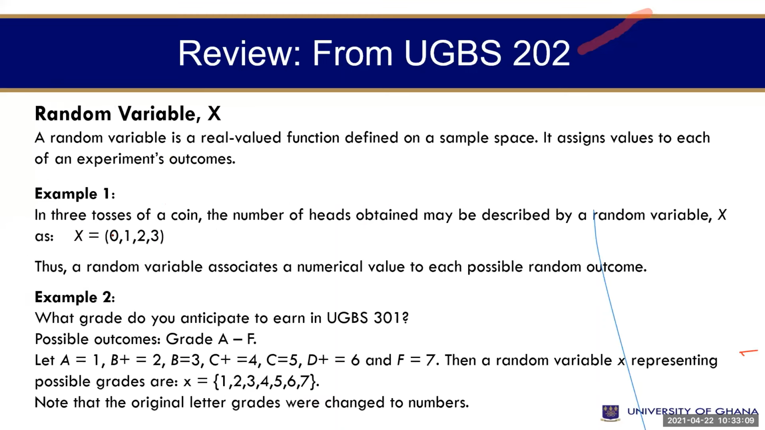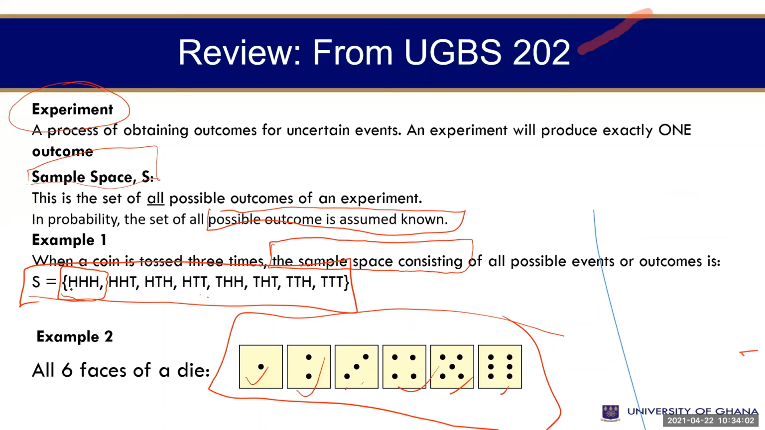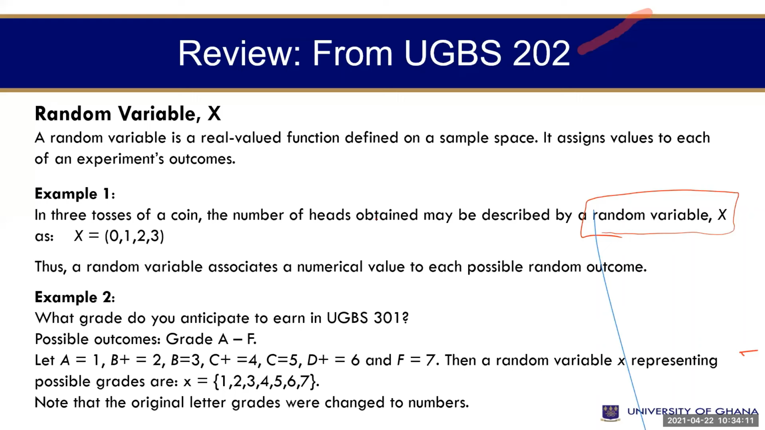6. Good. So by this, we can now go to random variables, which we also looked at in level 200. And we said that we have to find a way to quantify those possible outcomes, find numbers to define the possible outcomes based on the sample space. Therefore, a random variable is a real-valued function defined on a sample space, which assigns values to each of the experiment outcomes. In that sense, in a toss of a coin, the number of heads obtained may be described by a random variable. Or as we indicated here, the sample space head, head, head. If you want to quantify them, then we have to represent them in the form of random variables.